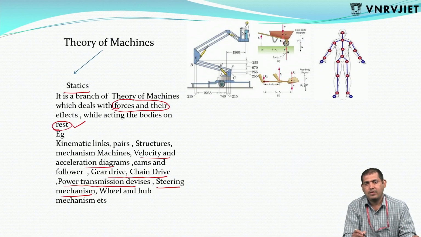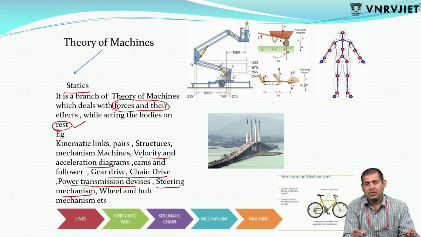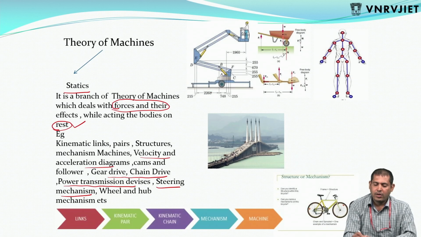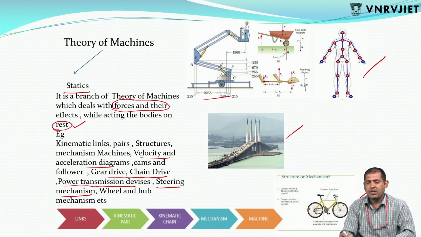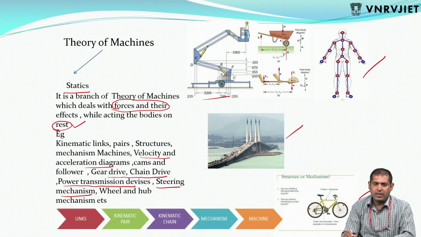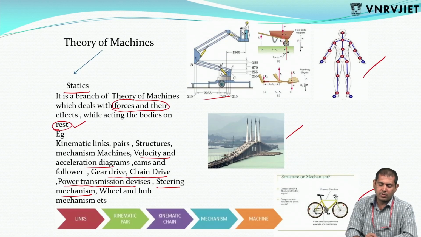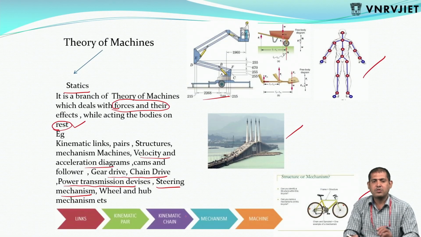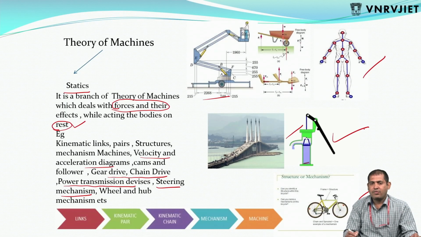Let's consider structures. For example, a lift mechanism, or a human skeleton, is a structure. A cycle is also an example. These are a few examples. In the beginning, we will discuss links, pairs, kinematic chains, mechanisms, and machines. This is also one of the examples.